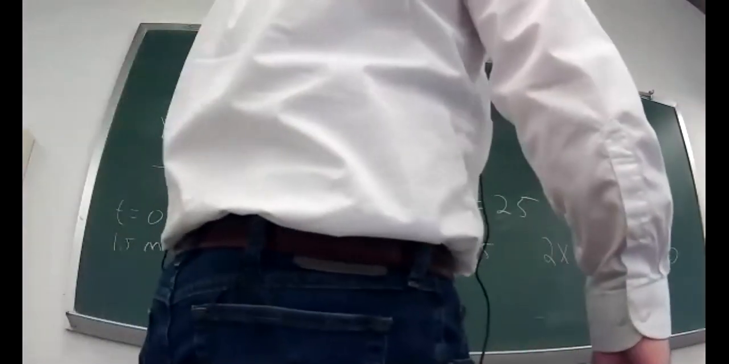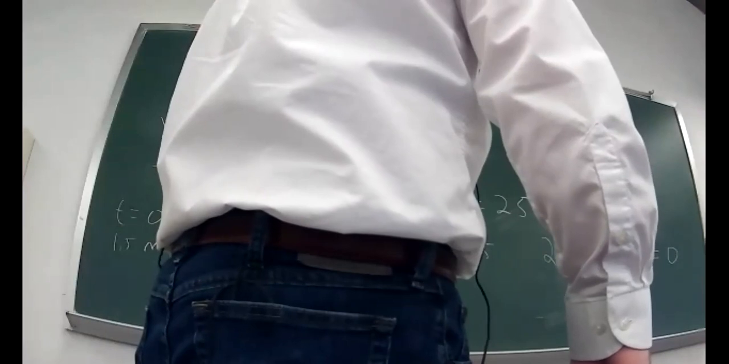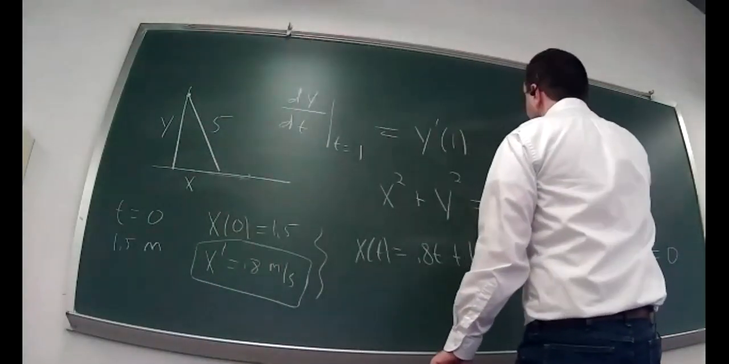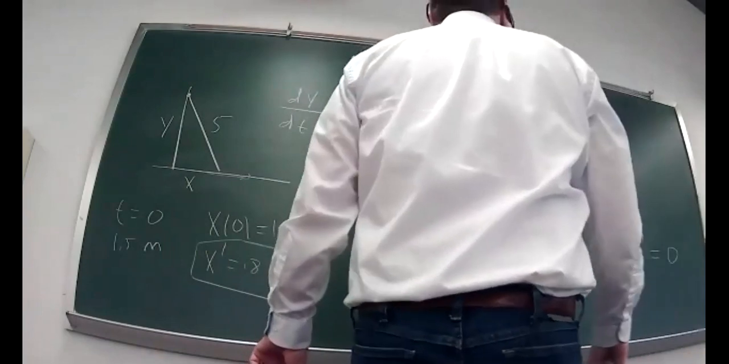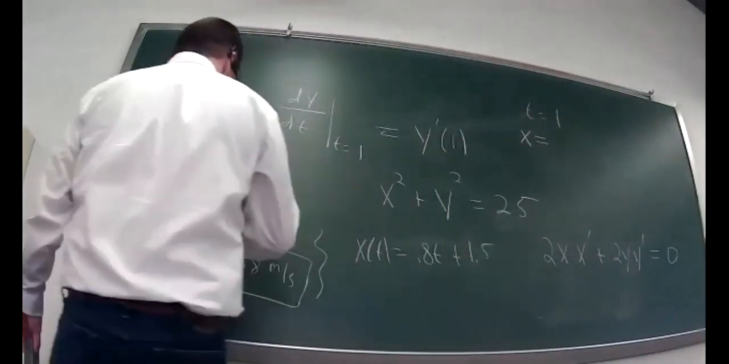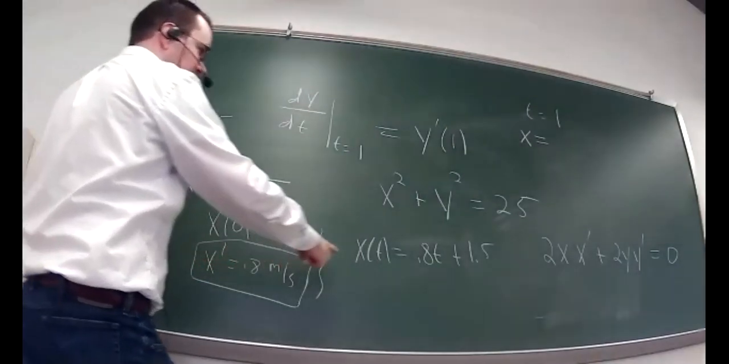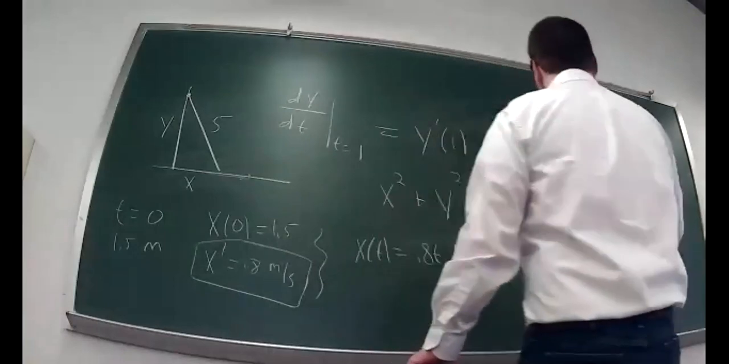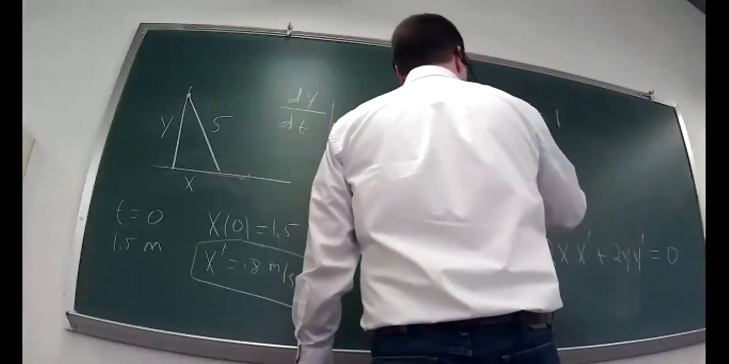And you can now just start plugging things in. So you're looking at this specific example, you're looking at t equal to 1. So when t is equal to 1, x of 1 is going to be what? It's going to be 1.5 plus 0.8. So that's going to be what? 2.3?